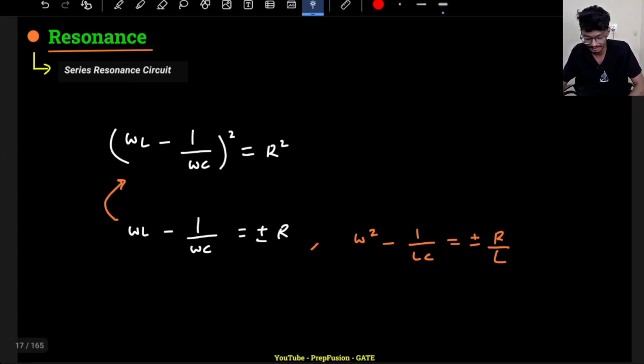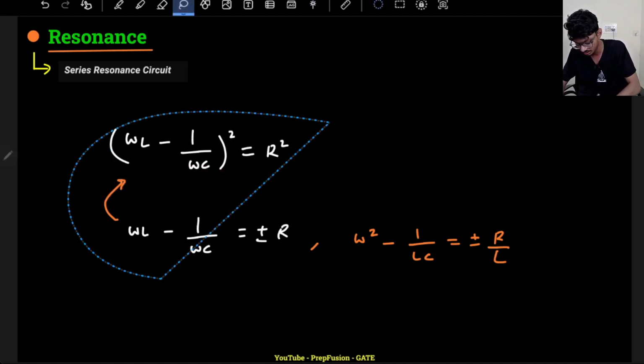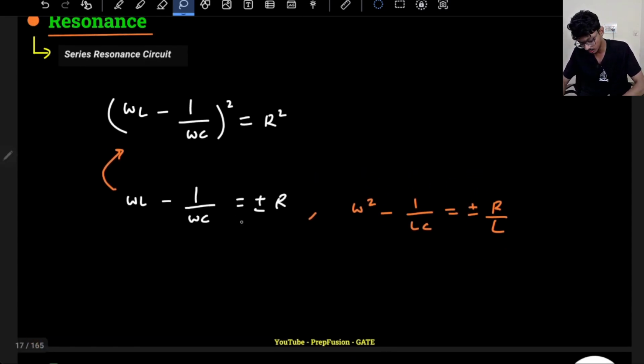But more important than that is this equation. This equation is very important. I will tell you, it's good if you remember it. Of course, I have derived it and you understand how the values are coming, but if you remember this, it will be helpful. So basically, there are two solutions.